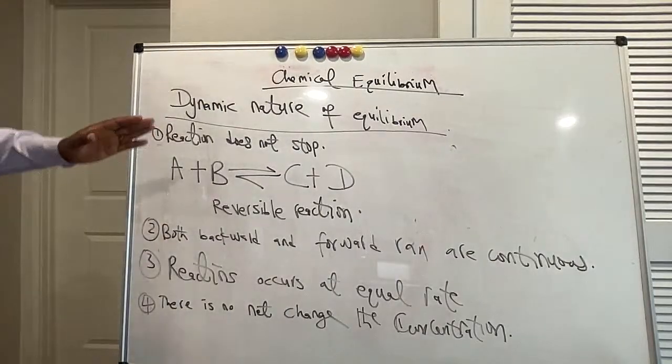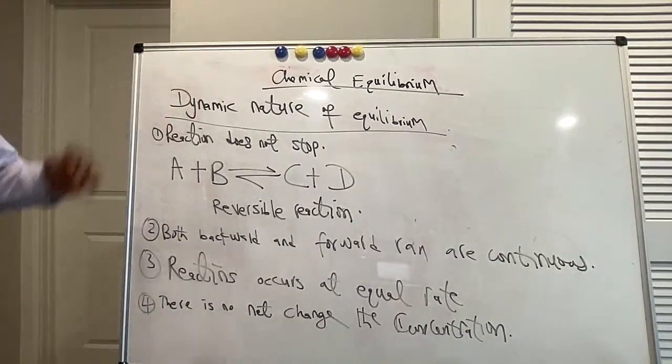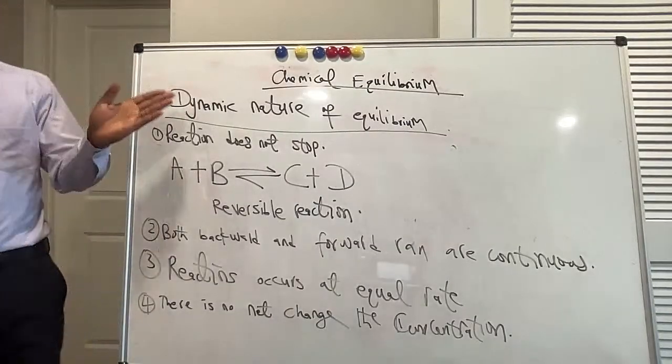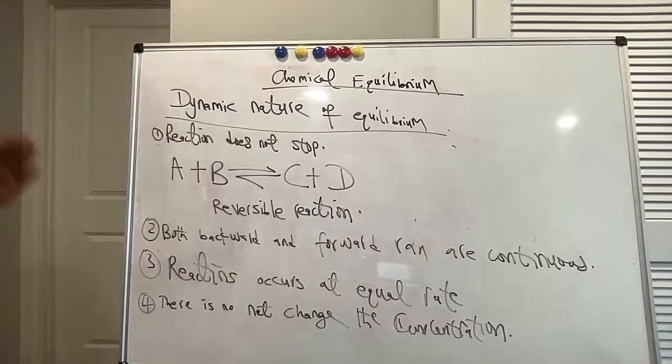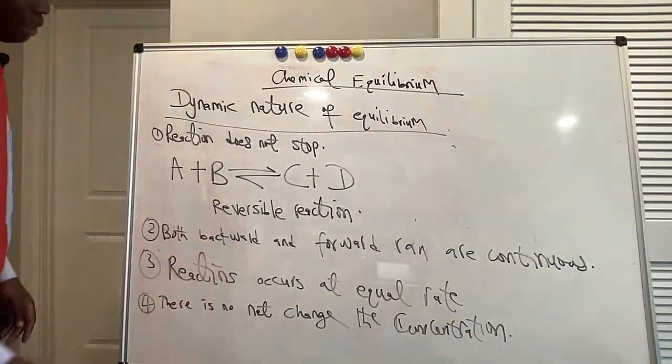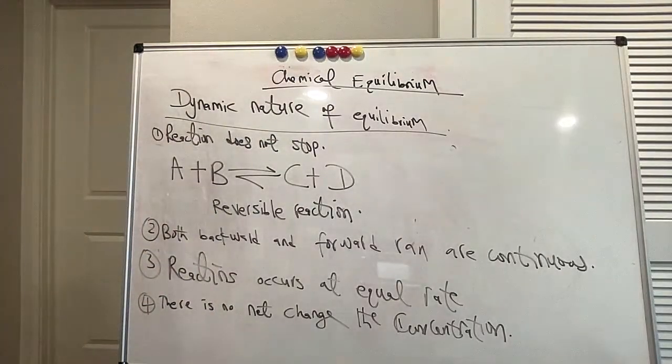So we are looking at the dynamic nature of equilibrium. We have been able to look at four major factors called the dynamic nature of equilibrium.